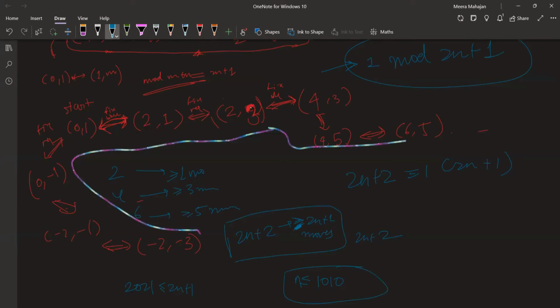Is this clear to everybody? Why we need n is at most 1010. Yes. Okay, cool. Others?